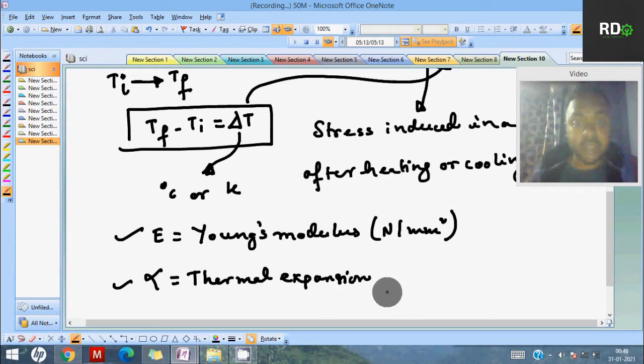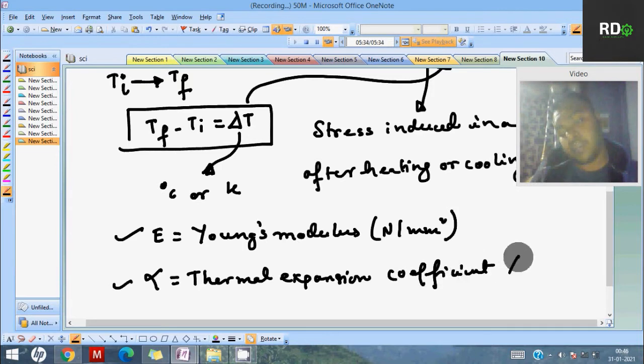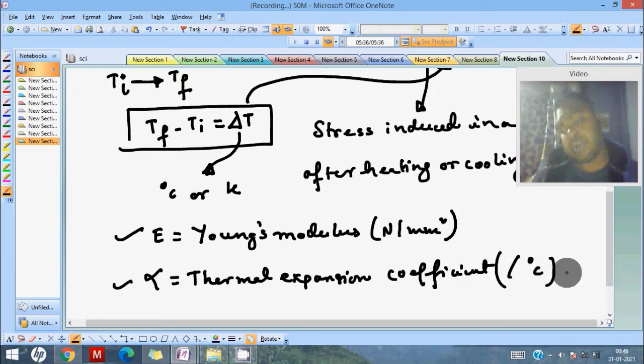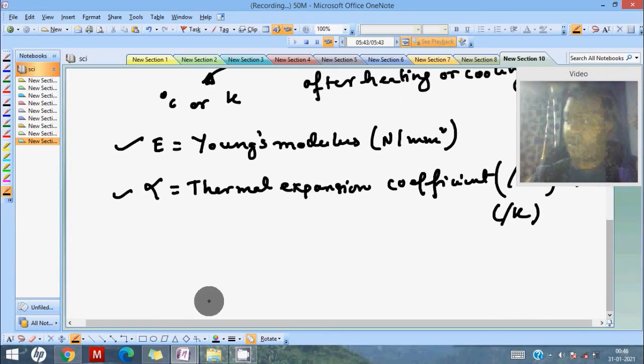So what do you mean by thermal expansion? At a certain temperature there is a body, and if you change the temperature by cooling or heating, it will expand or contract according to the nature of the material, and each material has its own thermal expansion coefficient. Its unit is per degree Celsius or per Kelvin. So according to the definition, if you heat or cool a body, stress is induced in the body, and that stress is called thermal stress.